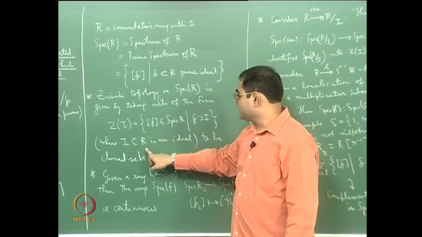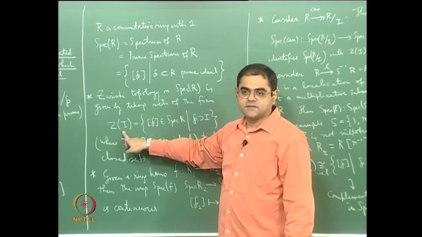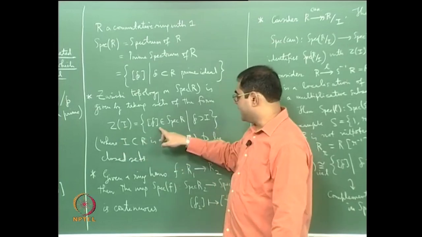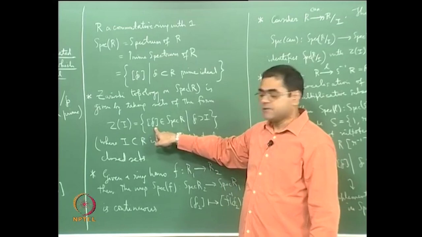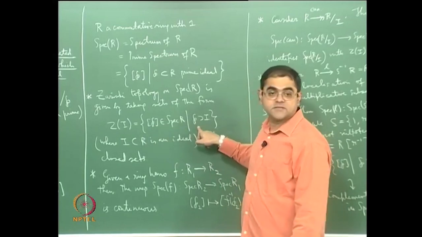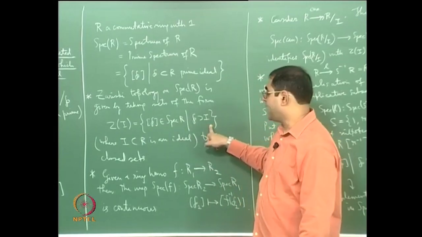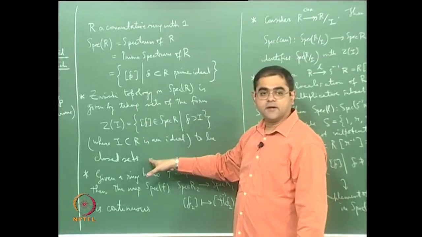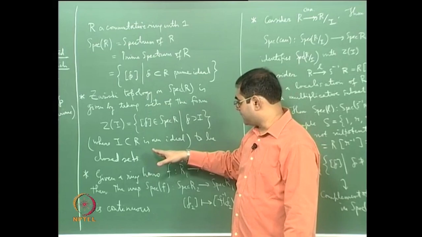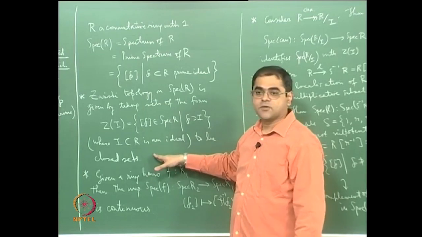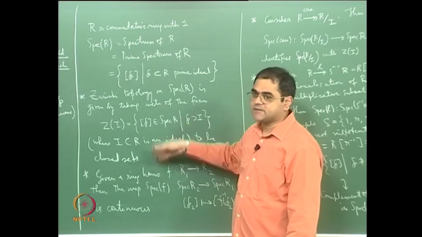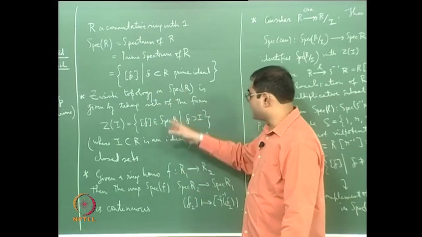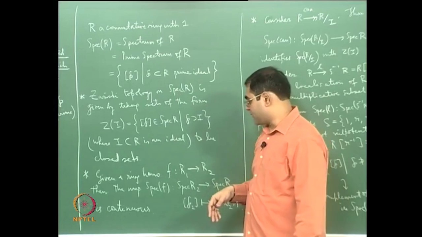Given an ideal of R, we define a closed subset defined by that ideal, namely it consists of all those points in the prime spectrum which correspond to prime ideals which contain the given ideal, okay, and sets like this form closed sets for a topology called the Zariski topology. They satisfy the axioms for closed sets, okay, and this is called the Zariski topology on the prime spectrum of R.